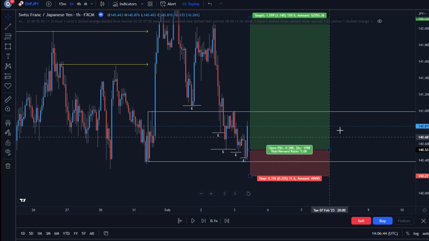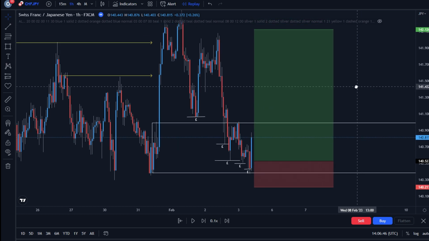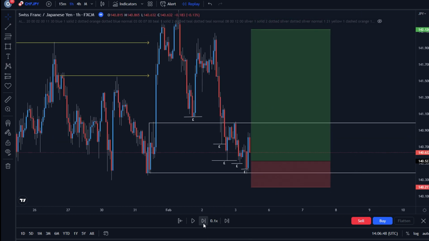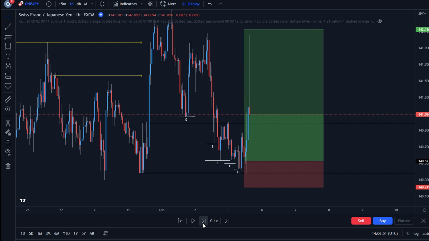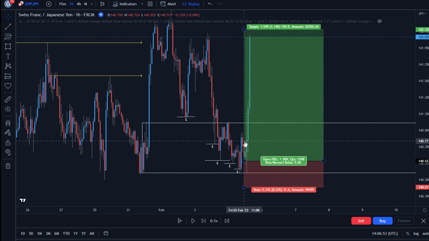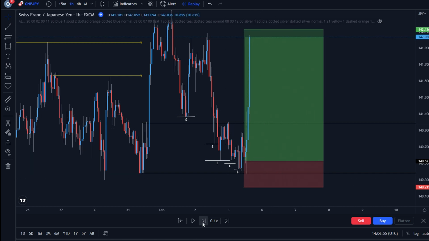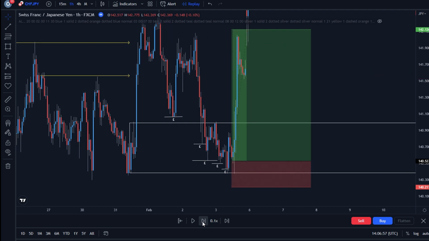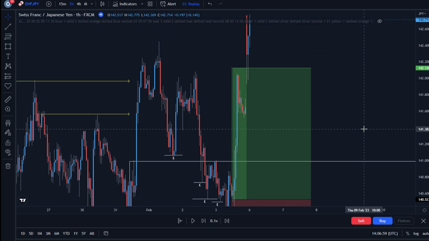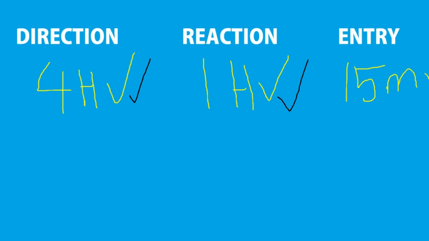I've done everything according to the rules in 3 steps. I'm controlling my risk, I don't care about the rest. Beautiful. Stop loss to break even, obviously. Boom. Just like that, you made your 5R. And this is how you do a top-down analysis in 3 different steps.